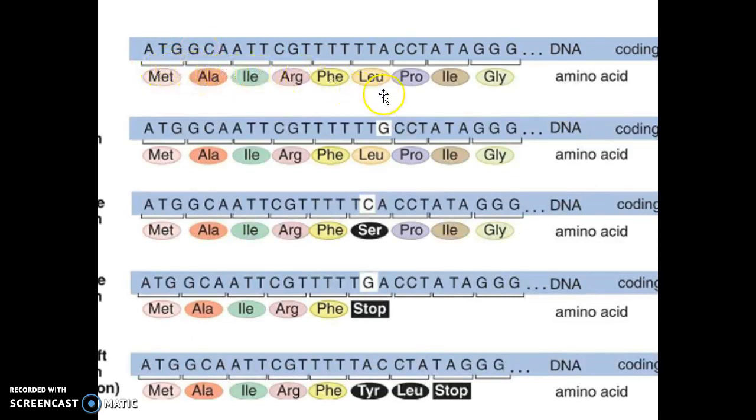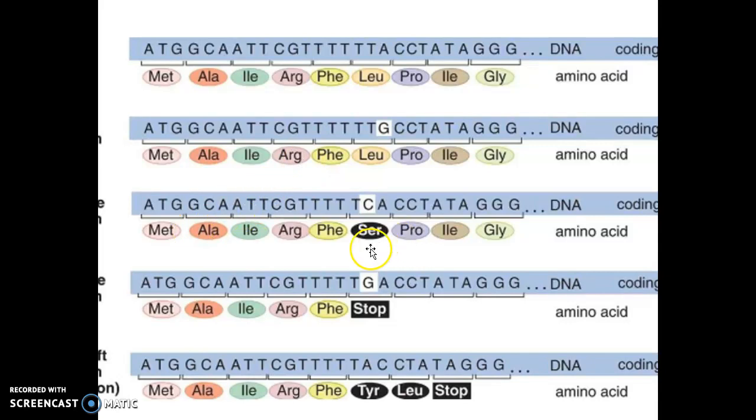Here's the original sequence. All these 3-letter abbreviations are your amino acids. The normal DNA sequence right here will correspond to this correct sequence of amino acids. But the first one here is what's known as a silent mutation. A silent mutation is when you substitute a letter, but look at the effect, it's still a leucine. Because some codons code for the same amino acid, you lucked out. There was a mutation, that's why it's called a silent mutation.